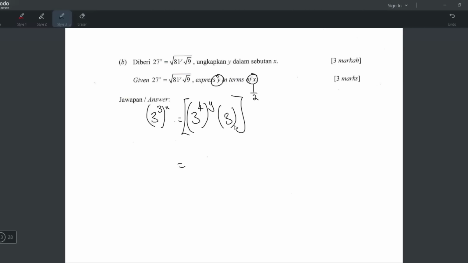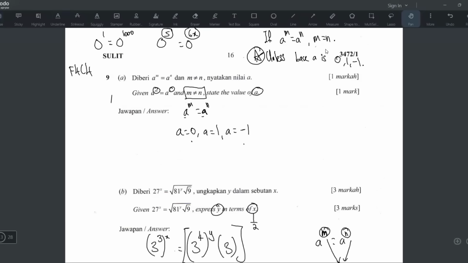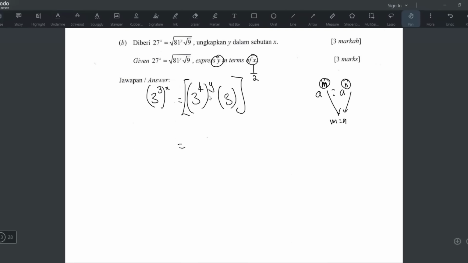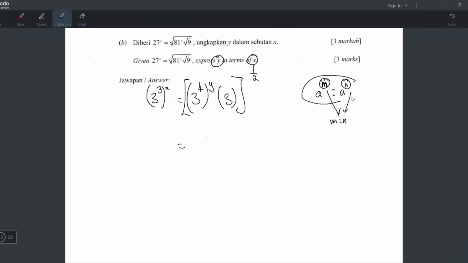And you know, if you have the same base on both sides, the m can equal n, right? The m can equal n, unless the a is 0, 1, -1. I already mentioned that just now, right? But the a is not 0, 1, or -1. The a is 3 now. So it's fine. So let's try to work towards this.